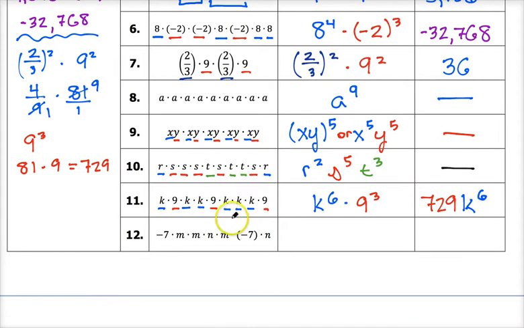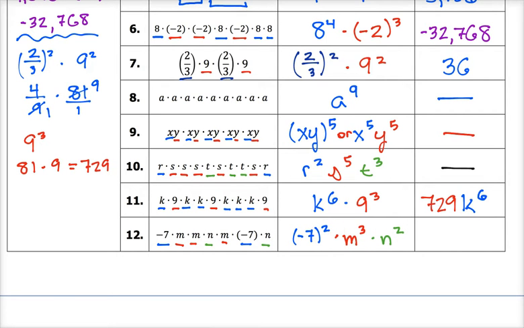Okay, the last one here, number 12, we have a negative 7 times a negative 7, negative 7 times negative 7, so that's negative 7 squared. Make sure you put your parentheses around that. We have an m times itself 1, 2, 3 times, so that's times m to the 3rd, and then we have an n times itself twice, so that's times n squared.